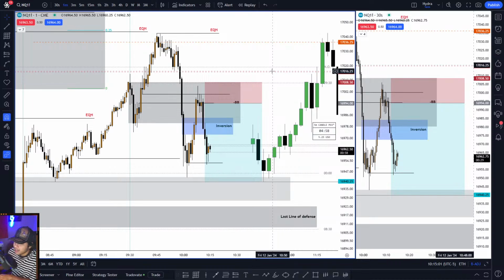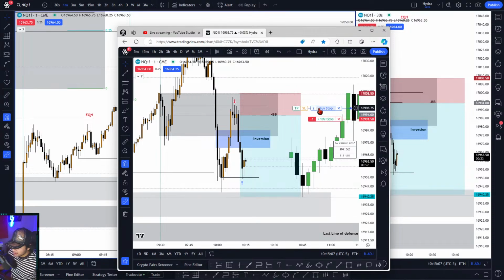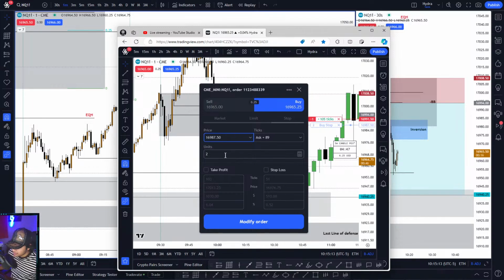Makes sense. So now, okay, let's see. I'm just focusing my... it's taking away my attention. So do you guys see that? I'm gonna put my stop loss at this level now. So why am I putting it here?